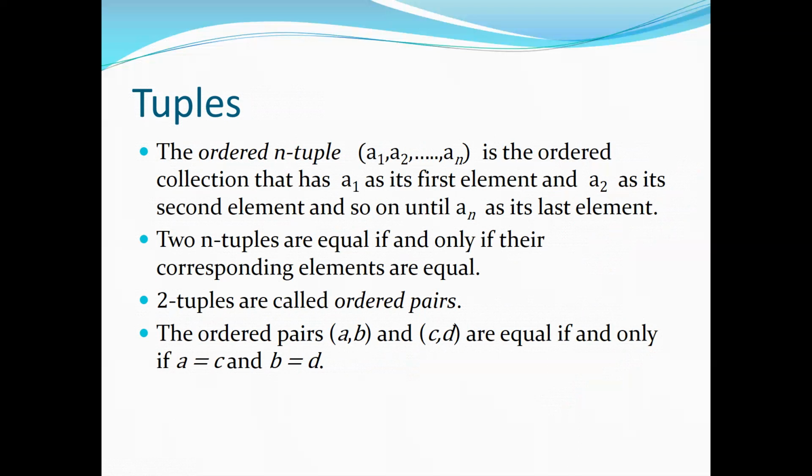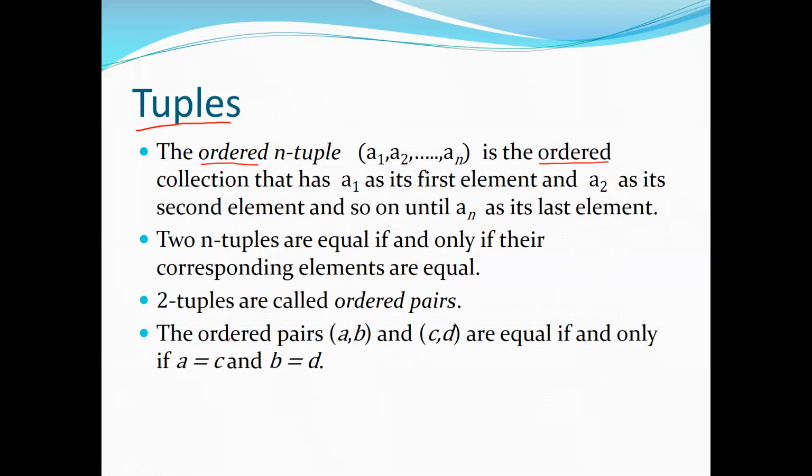So what is a tuple? The ordered n-tuple, say for example A1, A2 up to AN, is the ordered collection that has A1 as its first element and A2 as its second element, and so on until AN. Remember, this is an ordered tuple, right? The order does matter in a tuple. Two n-tuples are equal if and only if their corresponding elements are equal, right?